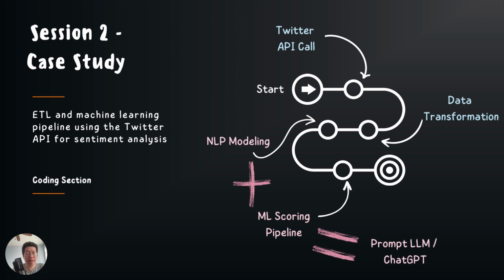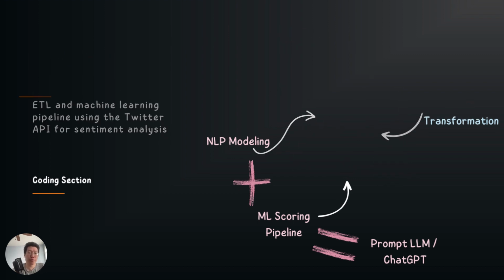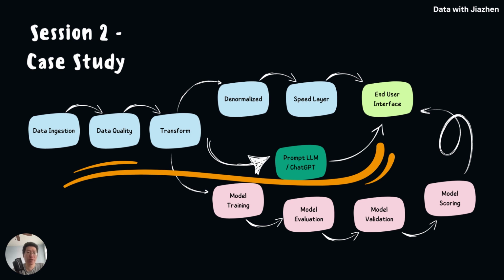Here in our case study, instead of using both an NLP model and an ML scoring pipeline, I will use the ChatGPT API to do the ML job. You can find the relevant pipeline, which I have highlighted before. The highlight here is the case study we will go through.